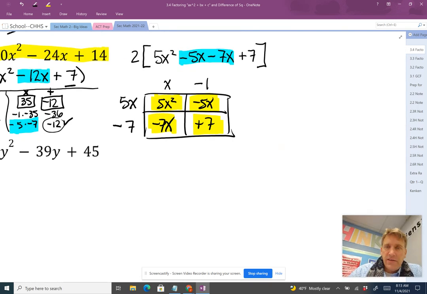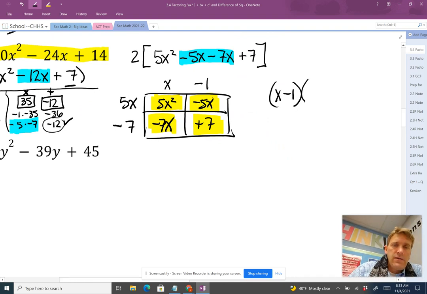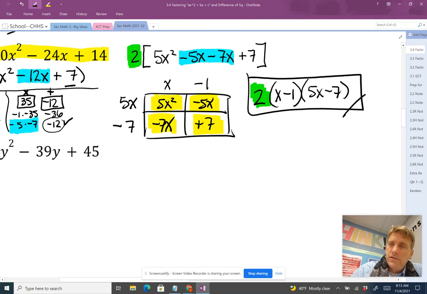Now, I'm going to take these factors out. x minus 1 times 5x minus 7. And last but not least, don't forget that 2 that we factored out in front, it needs to be added in here as a factor also, so we just put a 2 out in front. And this is our factored form, 2 times x minus 1 times 5x minus 7.